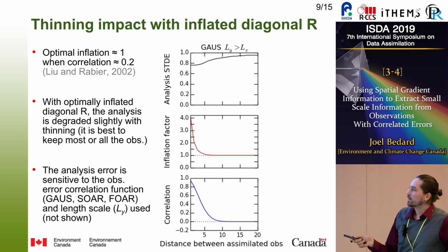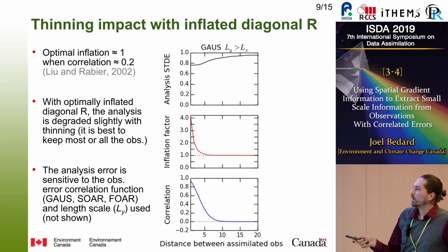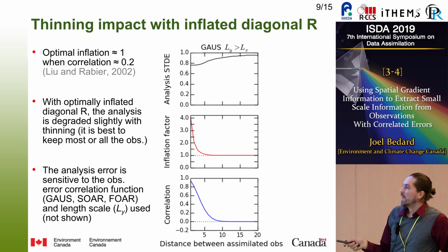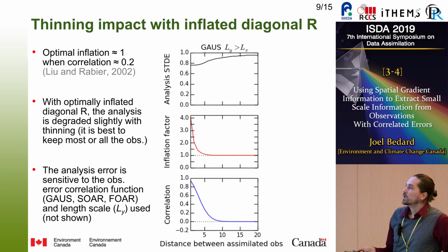We see that the more we do thinning, the less we need to inflate the variances, and that the inflation factor approaches the value of 1 when the correlation approaches 0.2. So this is consistent with what Liu and Desrosiers showed.